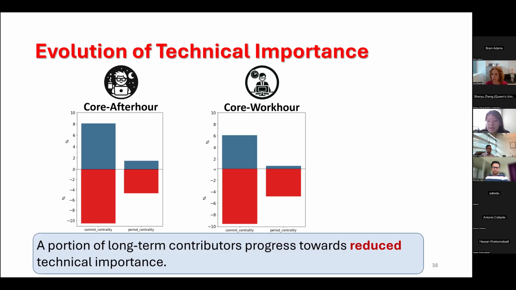And roughly similar amounts of contributors show increasing and decreasing commit importance. But you can see on the right that the period importance is dominated by the decreasing trend. And therefore, we think these long-term contributors tend to shift away from the intensive and highly technical contributions.